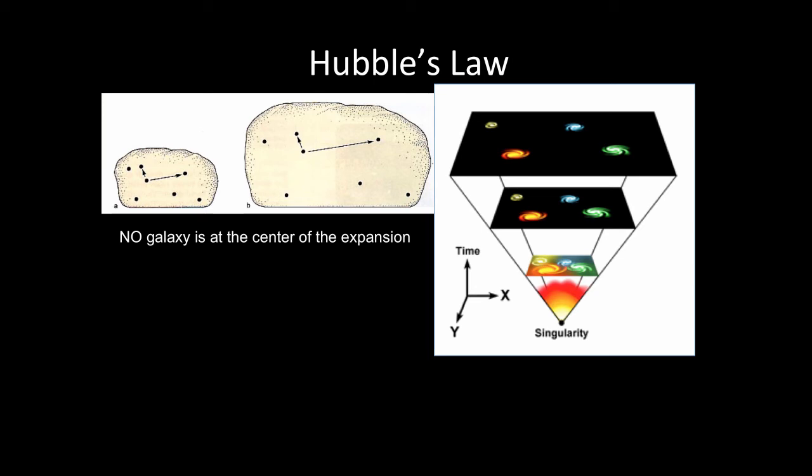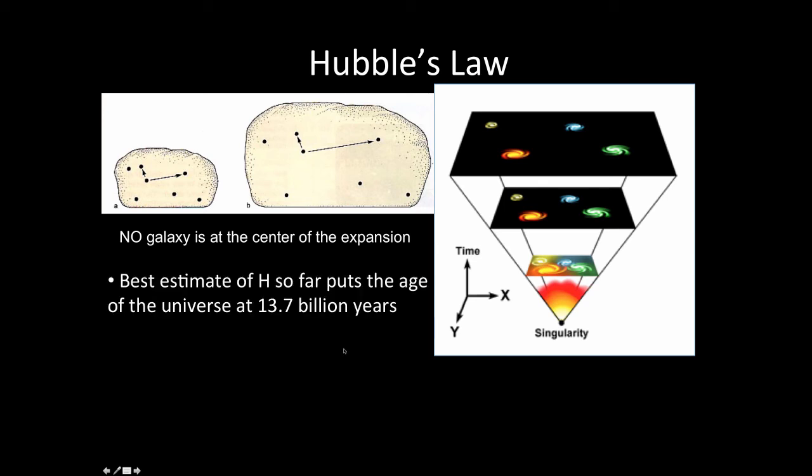Now we can use the rate at which the universe is expanding today to estimate how far back in time you'd have to go to get to this singularity. And you would find that you have to go about 13.7 billion years back in time. So that gives us our best estimate of the age of the universe.